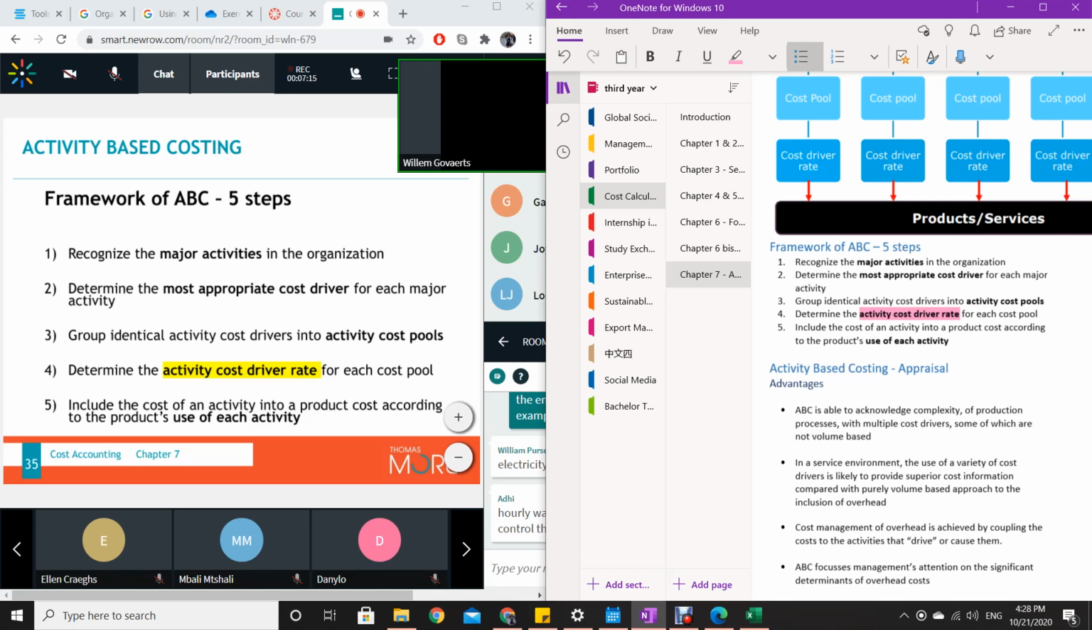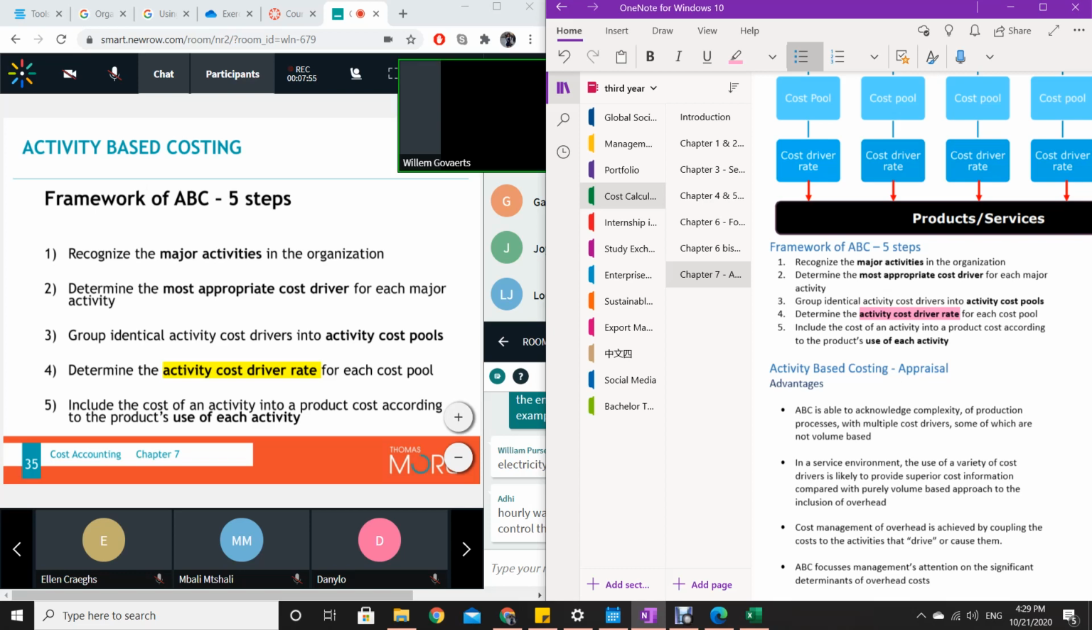So what we're going to do first, in step number 1, everybody sees this slide very well, framework of ABC, 5 steps. This is the key slide for the exercise. So first of all, you get to recognize the major activities. In a big factory, these are a lot of activities: assembling, machining, finishing, packaging, transporting, like we've seen before. And every product consumes a part of it. So we're going to say what the activities in an organization are.